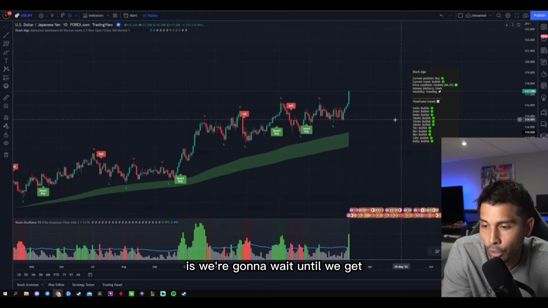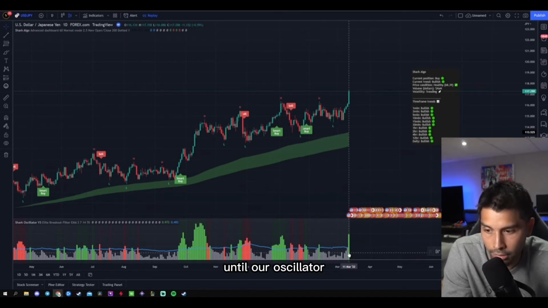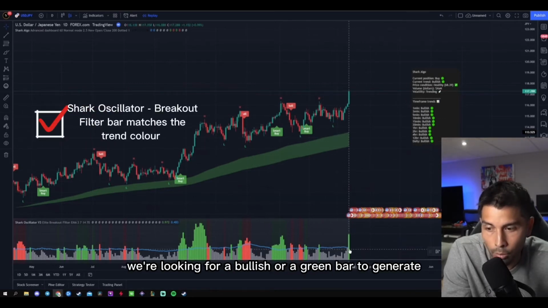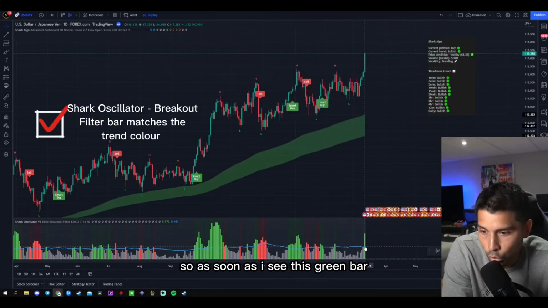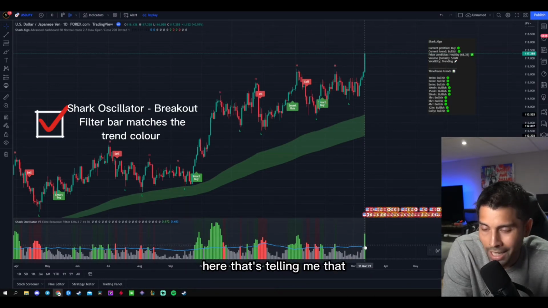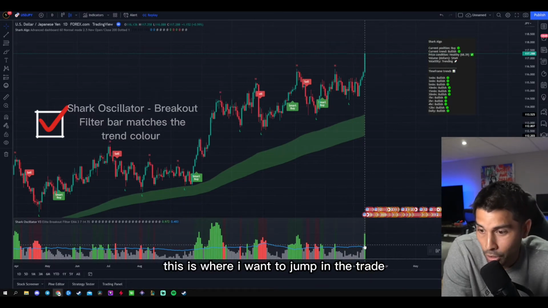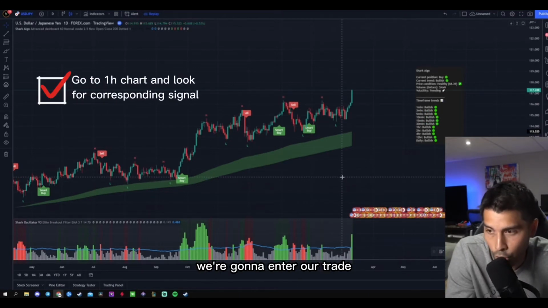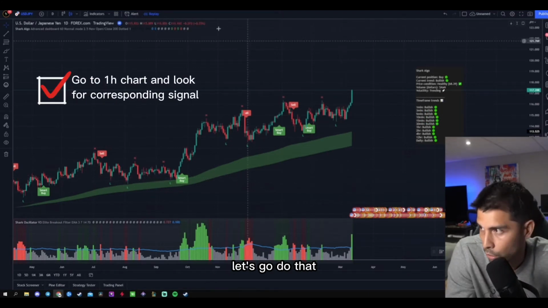And now what we're going to do is we're going to wait until our oscillator generates a green bar, because we're looking at a buy, or everything bullish, we're looking for a bullish or a green bar to generate. So as soon as I see this green bar appear here, that's telling me that this is where I want to jump in the trade. I'm going to go on to the 1 hour chart. I'm going to ride the momentum. We're going to enter a trade. All right. So let's go do that. I'll show you how it's done.